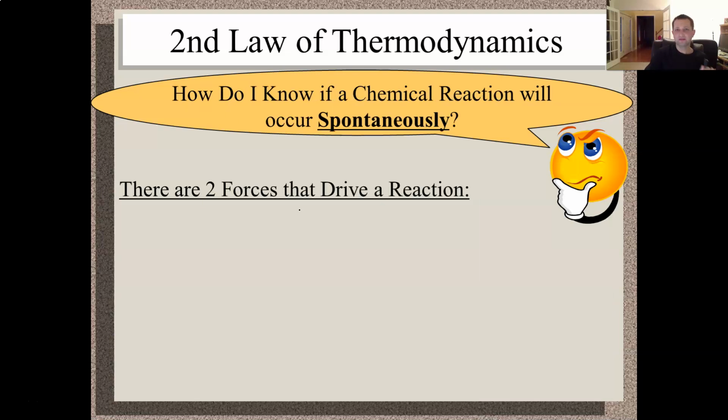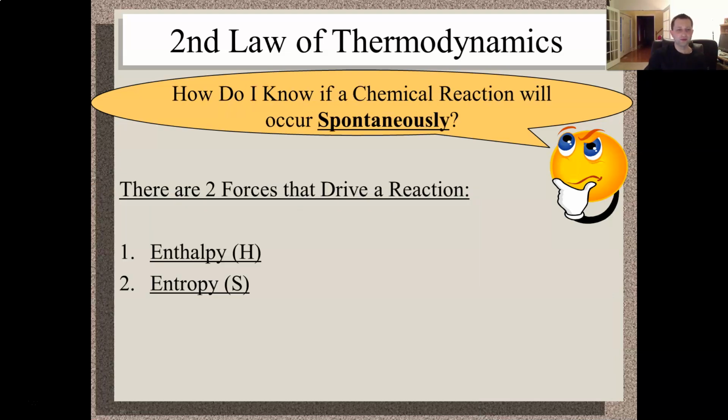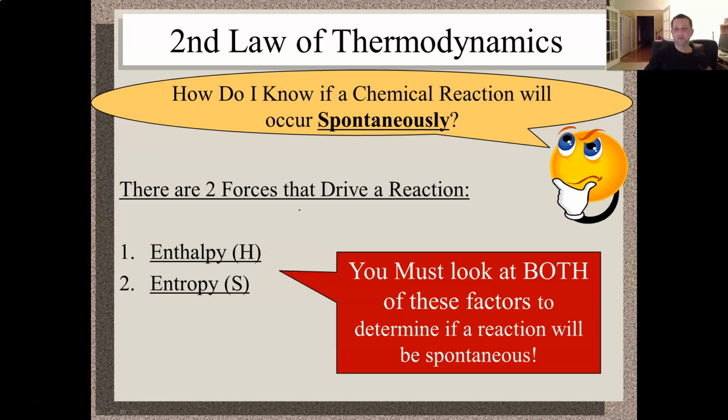So that means if an endothermic reaction like ice melting is still thermodynamically favorable and spontaneous, enthalpy can't be the only factor involved in why ice melts. So we're going to look at entropy today, all right, and look at how that relates to spontaneity. You have to look at both of these factors together to determine if a reaction will be spontaneous. You can't just look at enthalpy, and you can't just look at entropy on its own. It has to be a combined effort between the two of them.